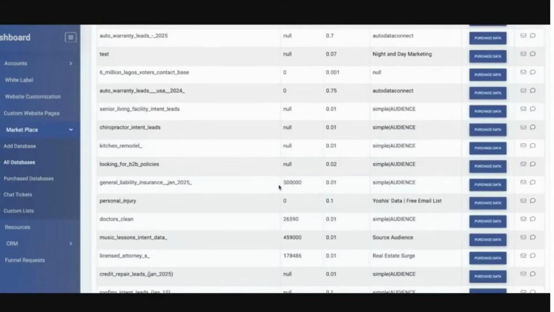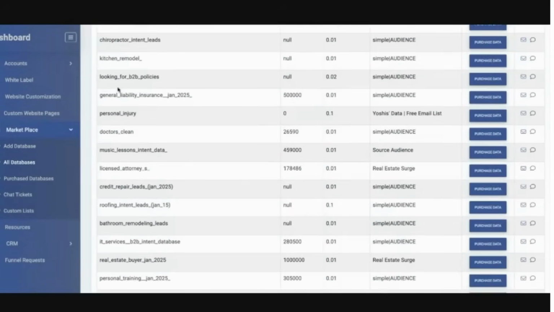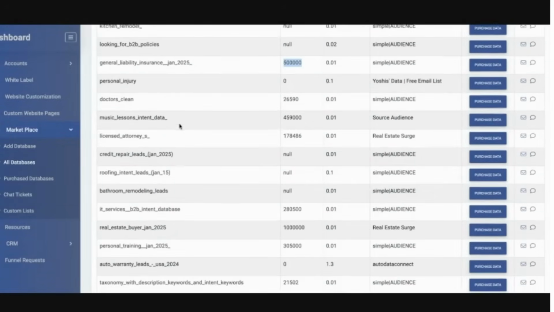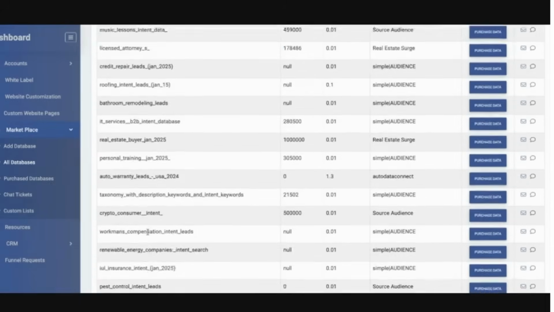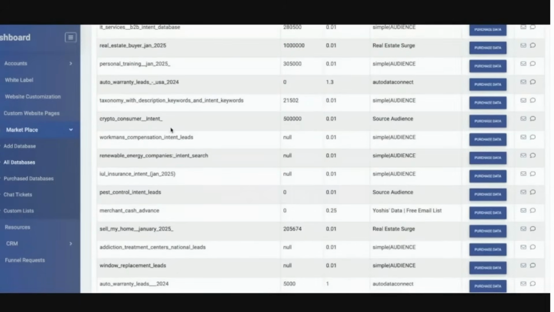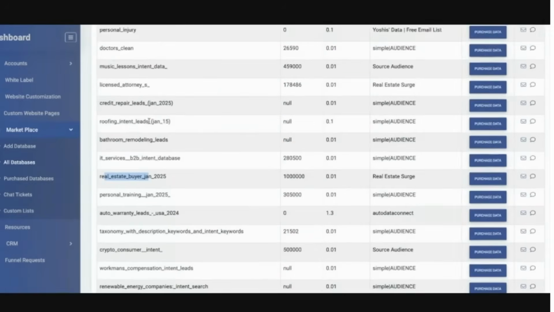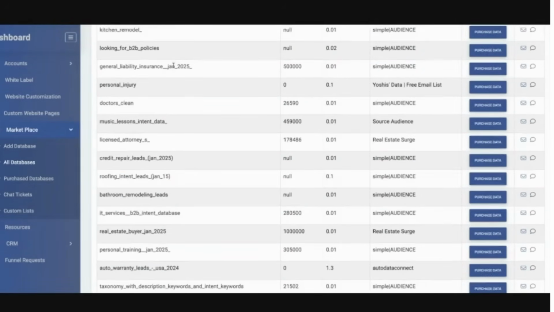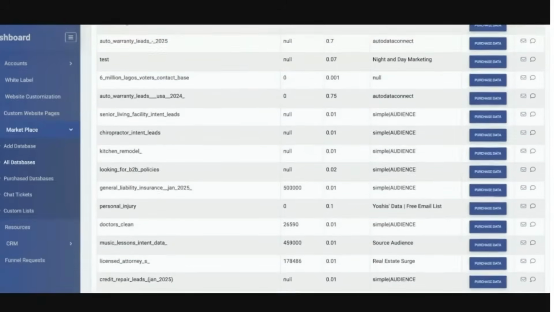So basically it's missing into there, for instance, there's 500,000 general liability. Oh, wow. Okay. Yeah, last night we got personal trainer, renewable energy company, real estate buyer. We went over people looking for IT services. So all these went up overnight. We can do anything you guys need with any type of intent.